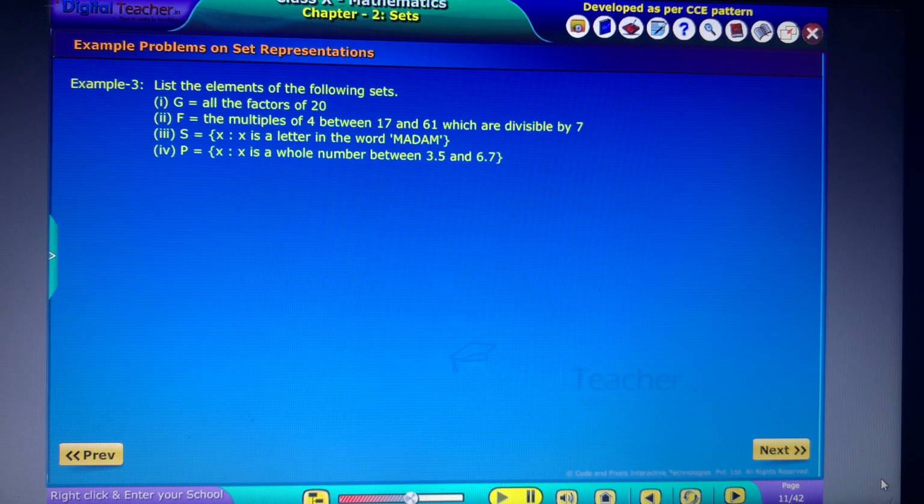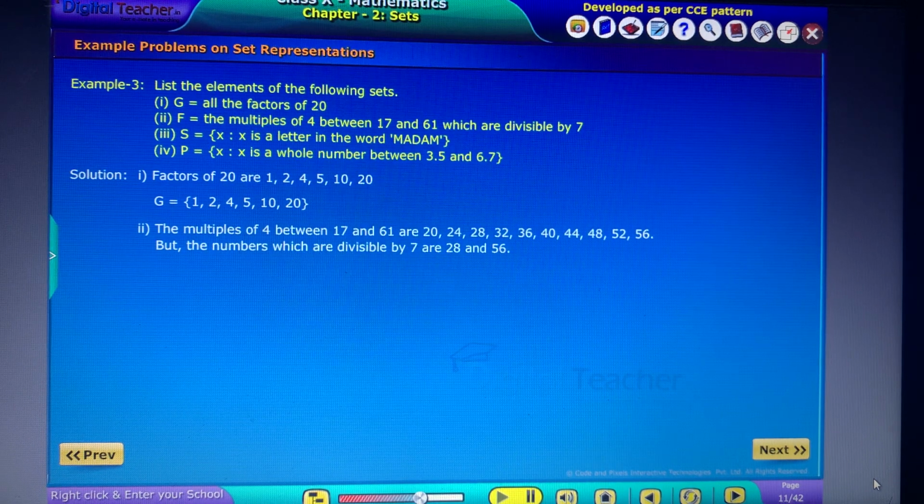List the elements of the following sets. Solution. Factors of 20 are as shown. We can write the elements of the set as shown on screen. The multiples of 4 between 17 and 61 are as shown, but the numbers which are divisible by 7 are 28 and 56. We can write the elements of the set as shown on screen.